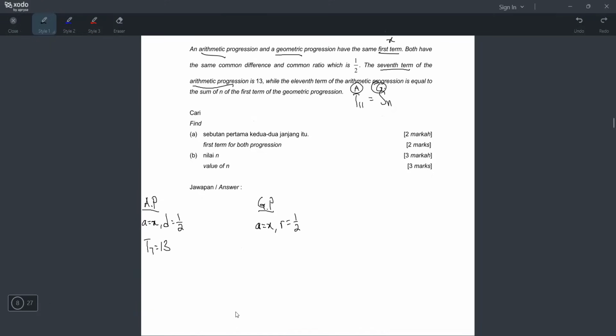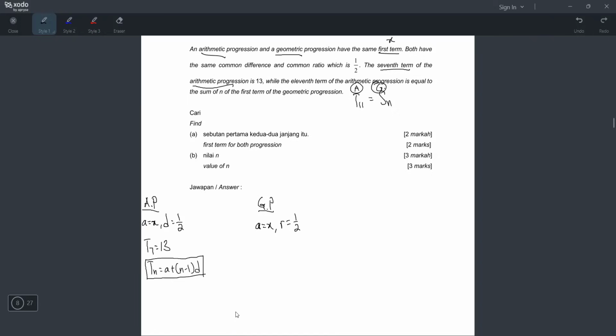Okay, let's think about this. Can I find the first term for the arithmetic progression? Actually, yes. It's very easy because you have T7 equals 13. So we can use the Tn formula. In arithmetic, what is the Tn formula? A plus n minus 1 d. This is the formula we use to find the A, right?